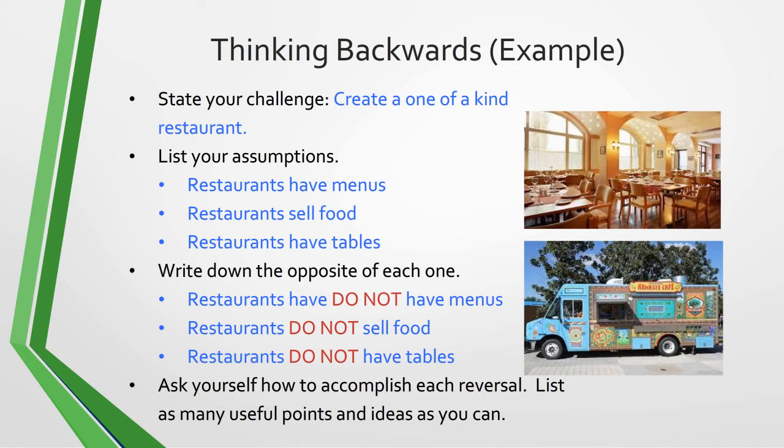Write down the opposite of each one. It's important here to write down the exact opposite of each one, rather than wordsmithing it. So here I have restaurants do not have menus, restaurants do not sell food, and restaurants do not have tables.